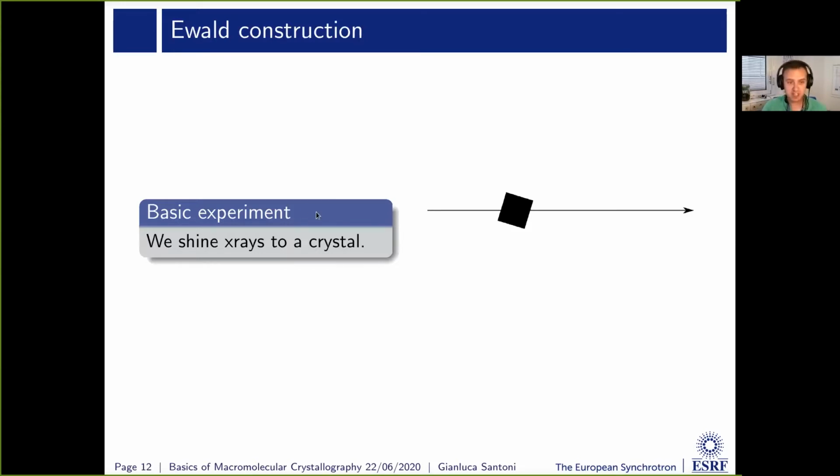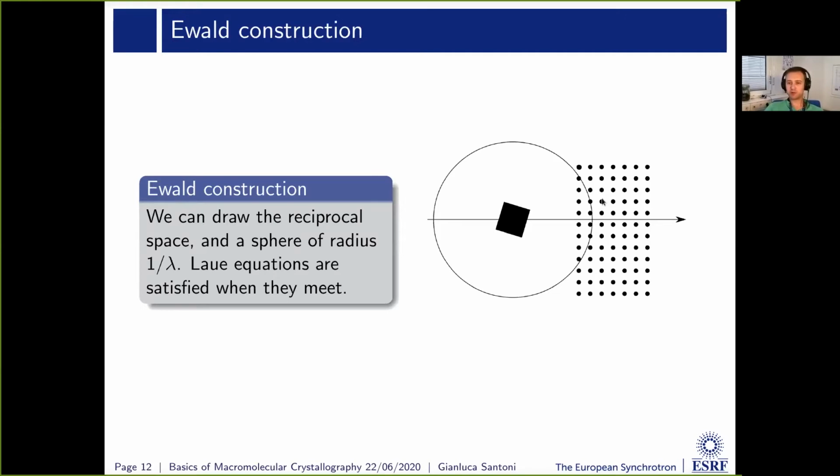So the basics of our experiment is this: we get a crystal, this black block here, and we shine X-rays on it. Now we can draw the reciprocal space, this series of dots, and we represent our wavelength starting from the equation before. It's just a translation of that, like a sphere, in this case a circle because we are in 2 dimensions, of radius 1 over lambda. And this construction is useful because the Laue equations are satisfied every time the sphere meets the reciprocal space. Each time we get a crossing between the two, we get a diffraction vector. We will see later how this helps us build the diffraction experiment.